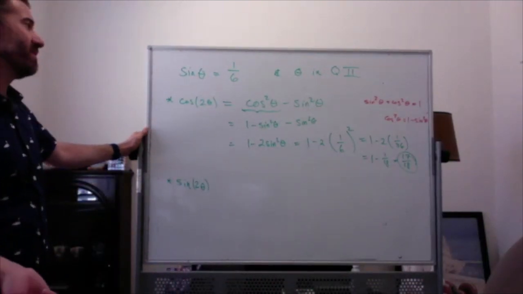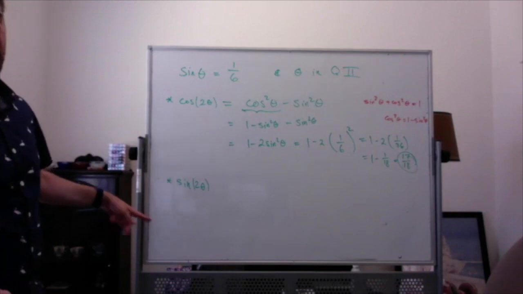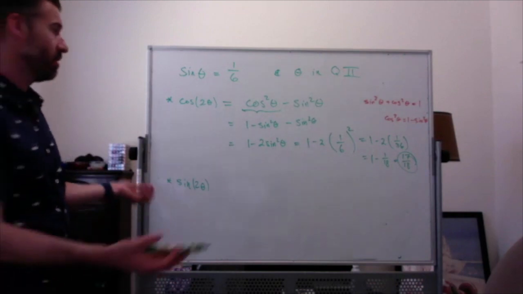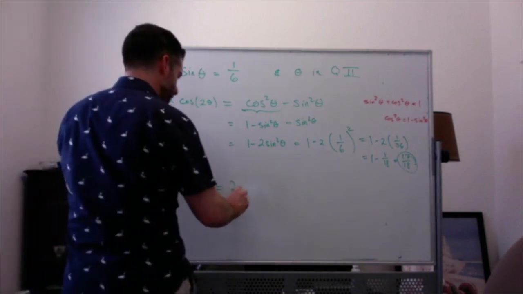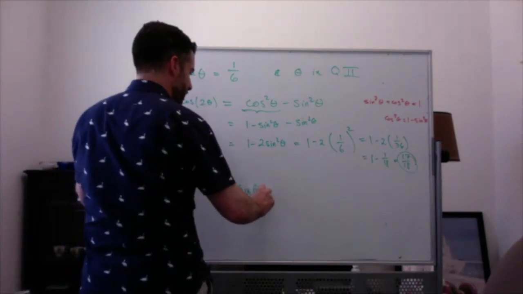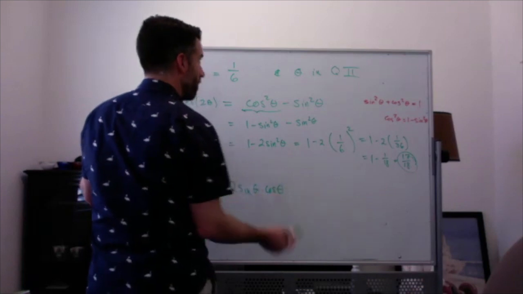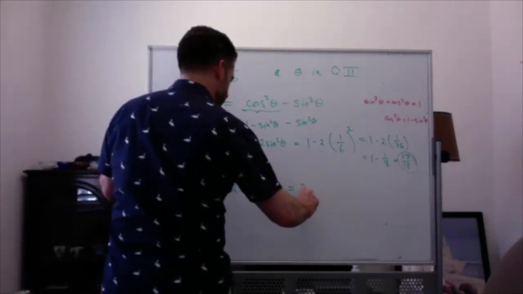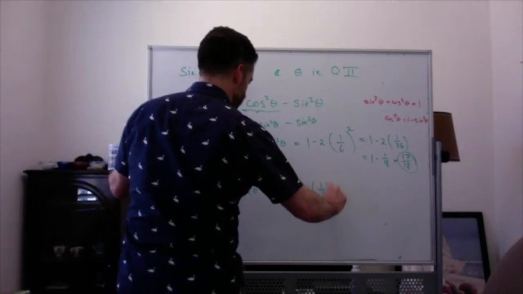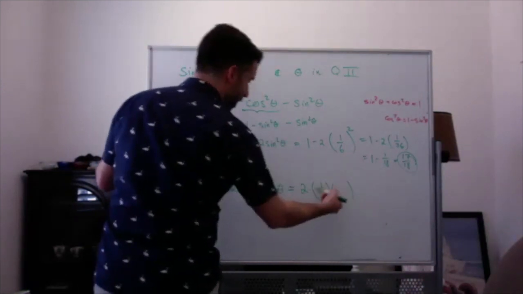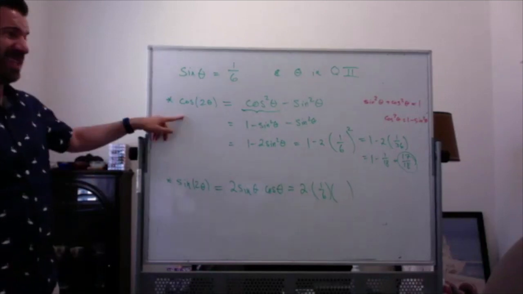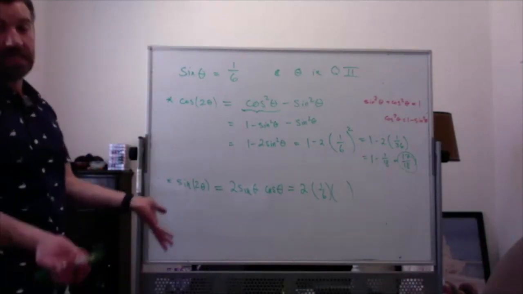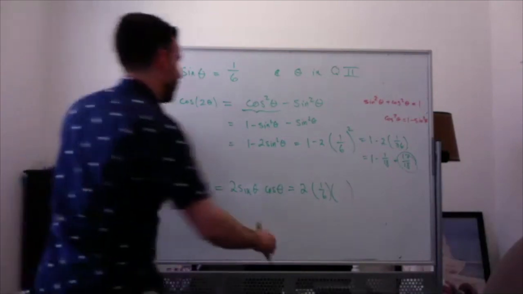The thing is, as much as we would like that to work for sine of 2 theta, it doesn't work for sine of 2 theta. We have to draw the triangle for sine of 2 theta. So for sine of 2 theta, first of all, it's going to be 2 sine theta times cosine theta. And then that's going to be 2 times 1/6 times, I don't know what cosine of theta is. I know what cosine of 2 theta is. That doesn't tell me what cosine of theta is ever. I need to go back and draw the triangle.